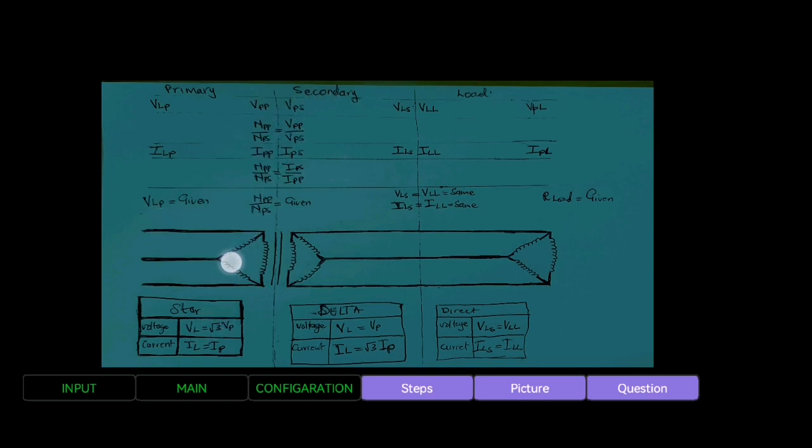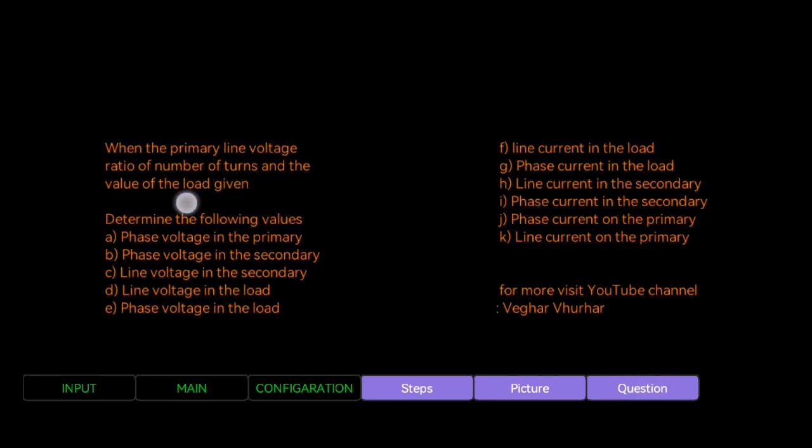It depends on the configuration, whether it's delta. If it's a star, then you're going to use this formula. If it's a delta, you're going to use this formula. This one is just directly supplied from there. Then this is the equation that you need to use to calculate these values.